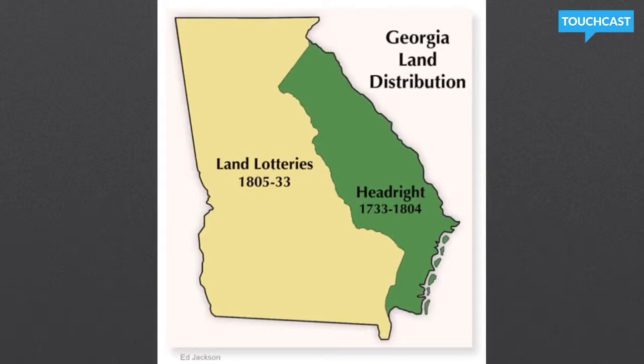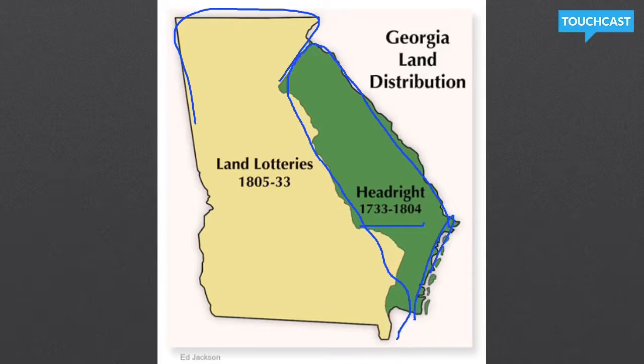Better luck next time. So to recap, the headright system was used from 1733 to 1804, and that covered the land distribution from the coastal areas all the way up into North Georgia, running along the Savannah River, not too far inland though. Okay. Then from 1805 to 1833, the rest of the state was distributed, running all the way over to the state border and up north towards Tennessee.